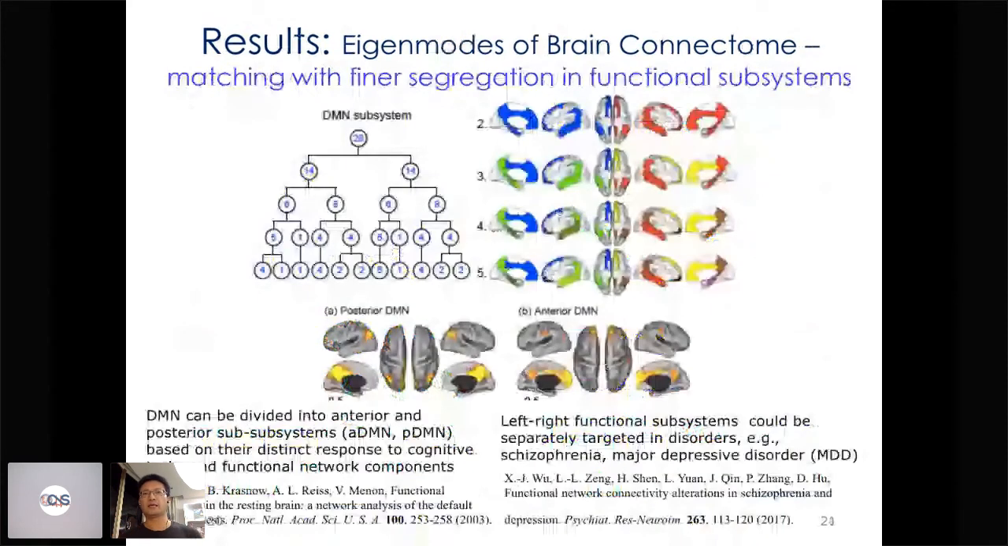And this kind of hierarchical partition also gives you a segregation of the functional subsystems. For example, the default mode system, people usually treat it as one subsystem, but according to this kind of division, you can go to different levels. Especially, you can have an anterior default mode system or a posterior one. People have already found that these can be activated in different tasks, like cognitive processing. And also in disease, these different subsystems can be targeted differently.